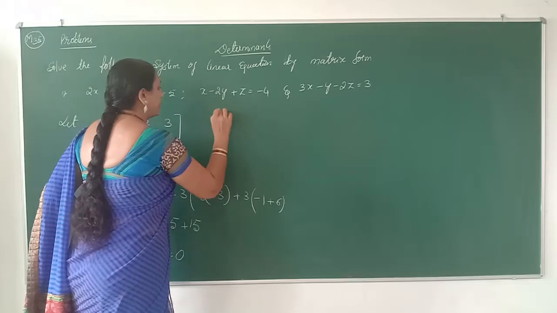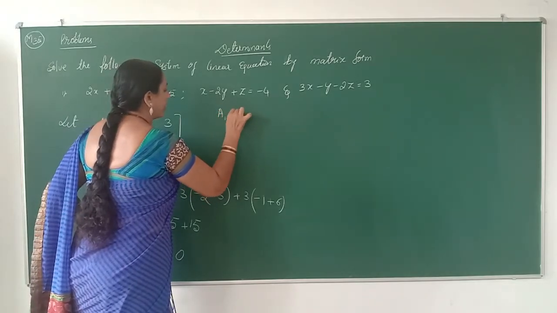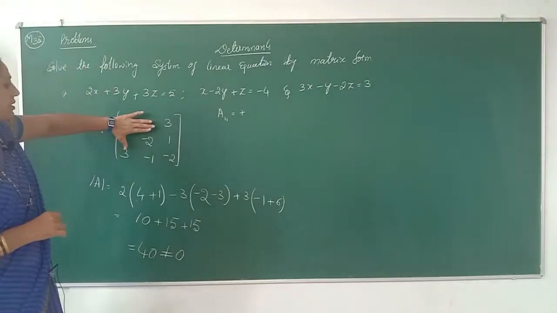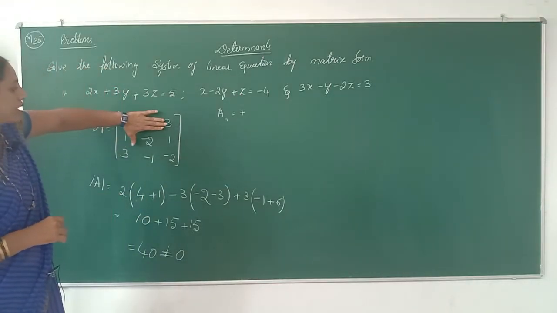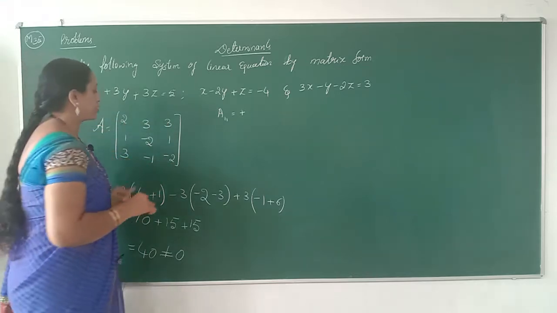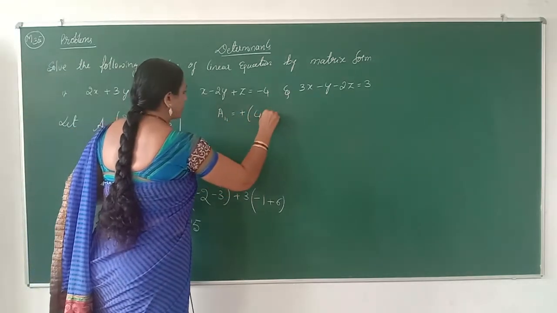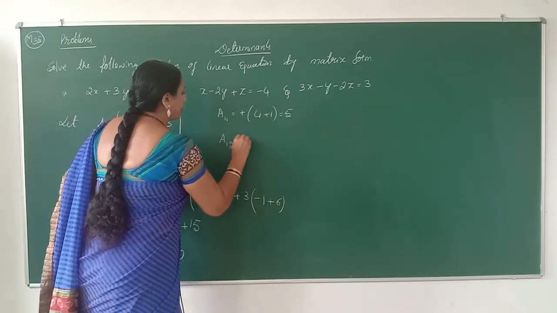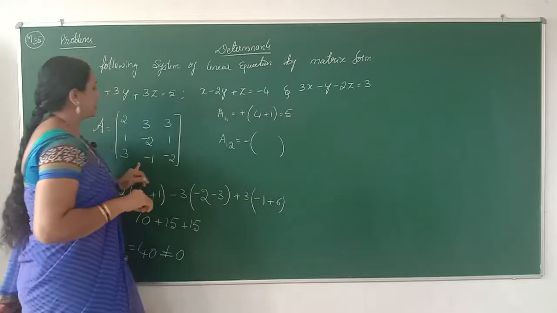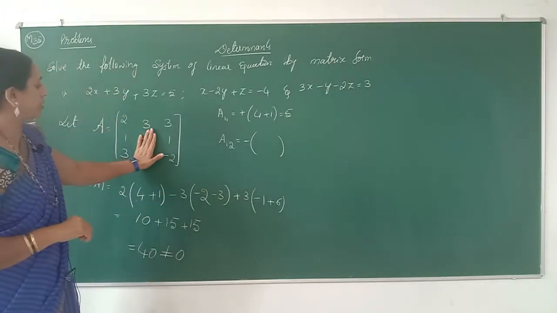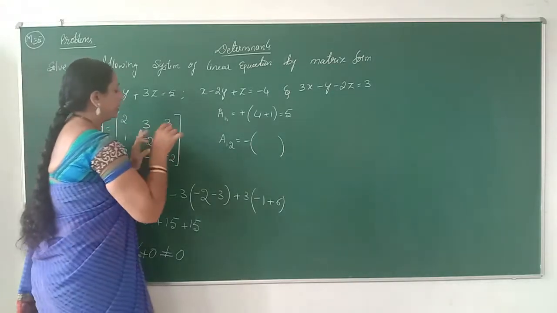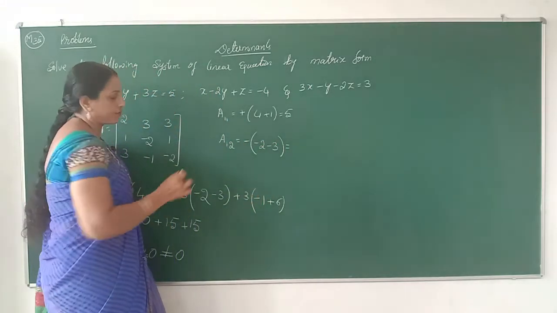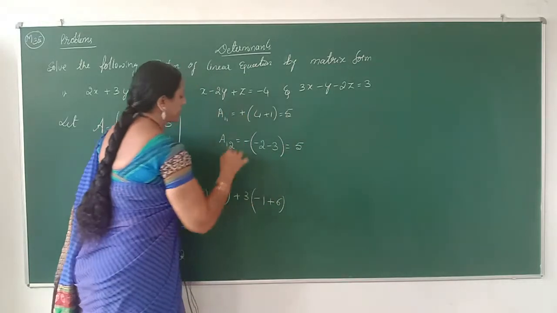Then next we'll find the adjoint. A11 is multiplied by plus, and it is the element of the first row, first column. These are neglected. The remaining are cross multiplied: 4 plus 1, which is equal to 5. Then A12 is multiplied by minus, and it is the element of first row, second column, and these are neglected. The remaining is minus 2 minus 3, which is minus 5. Minus into minus is plus 5.